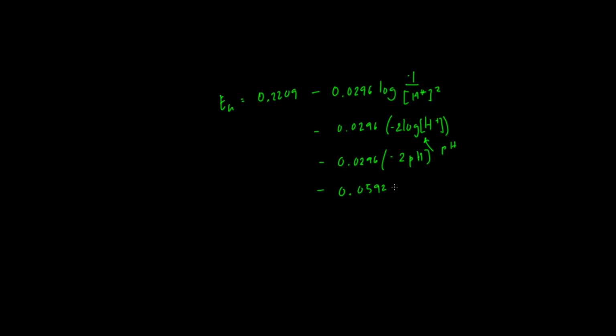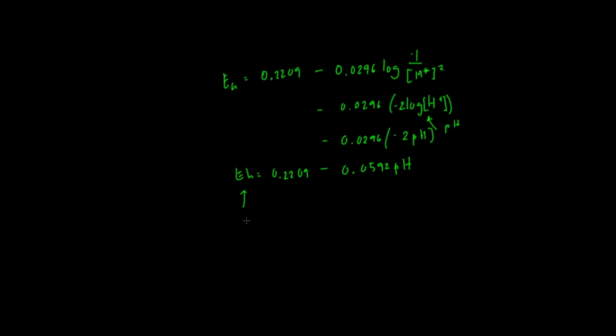Okay, 592 times pH, and ito yung E-naught natin, 2209. So EH is equals to ganyan. So again, this is Y equals MX plus B. So, okay, so that's an equation of a line. Okay, so we have 3 equations and we have 3 lines, and if we plot it, we should get something that looks like this, no?